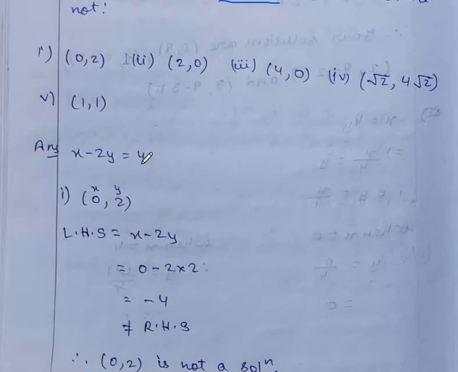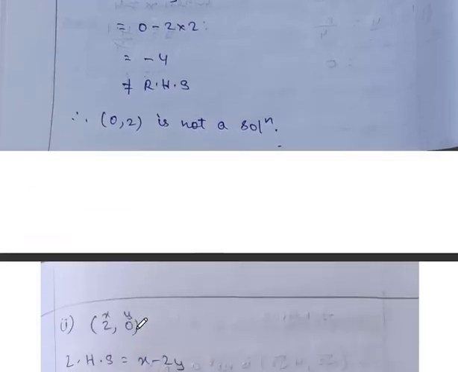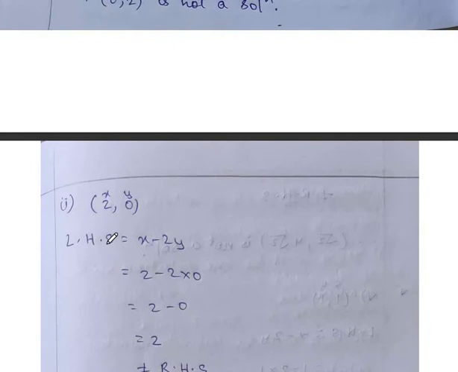It is not matching with the right side. If it is matching, then it is a solution. Since it is not matching with the right hand side, therefore (0, 2) is not a solution. So the first one is not a solution. Again, the second one I have to test. The second one is given (2, 0), where x is 2, y is 0.